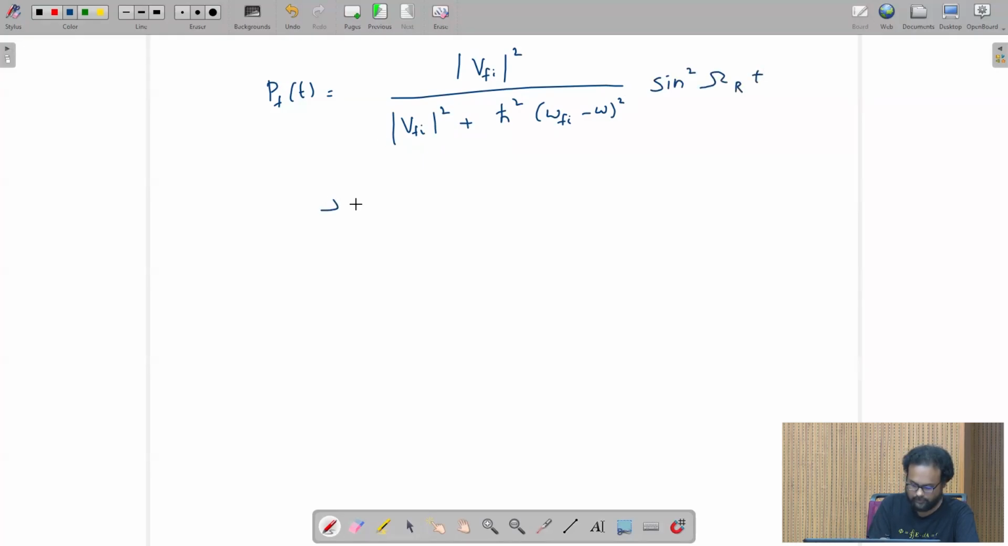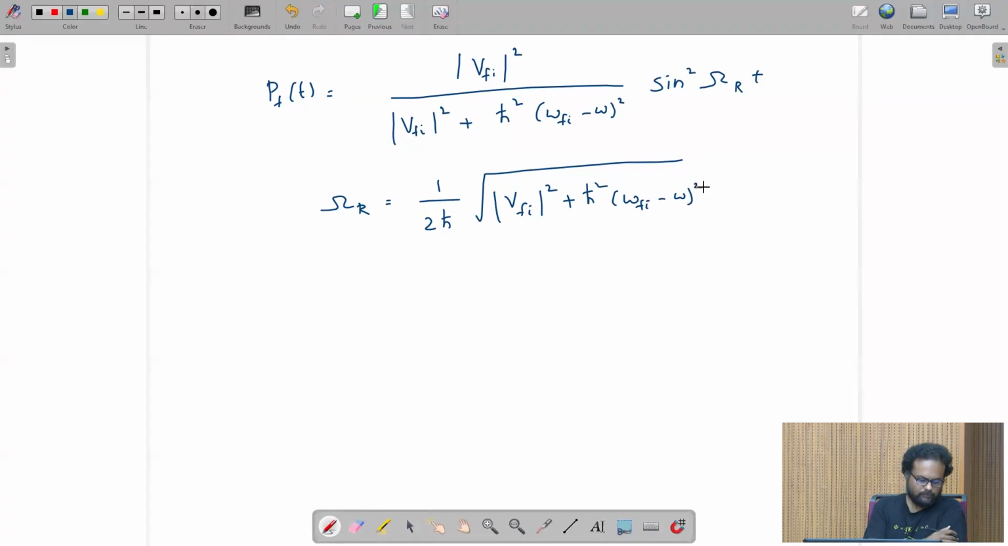like this, with sine squared of sigma_r t. Okay, so it's going to oscillate at a certain frequency, sigma_r, which, if you can recall from elsewhere, is referred to as the Rabi frequency.